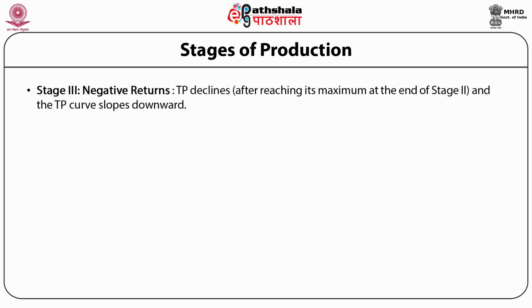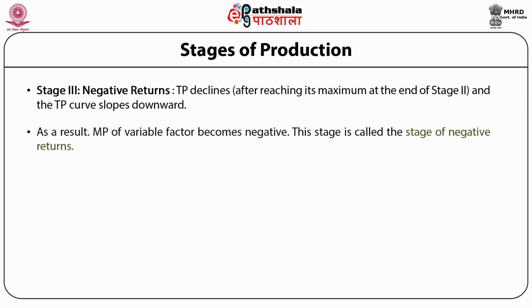Stage 3, negative returns. In stage 3, TP declines, that is, after reaching its maximum at the end of the second stage, the TP curve slopes downward. As a result, MP of the variable factor becomes negative. This stage is called the stage of negative returns.